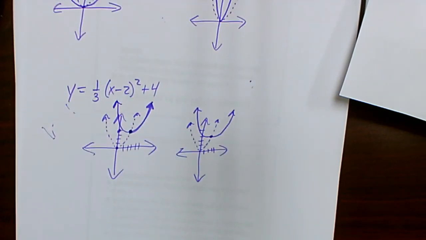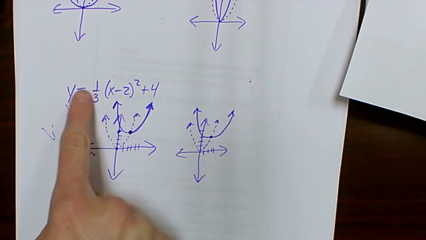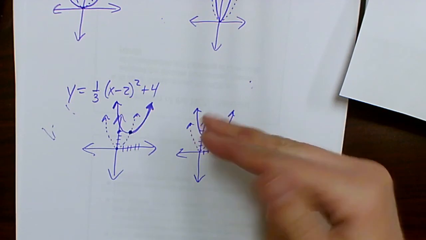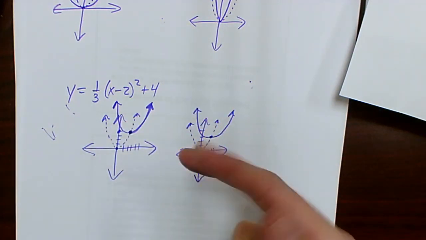But anyway, hopefully this video will help you understand vertical shifts, horizontal shifts, reflections, and stretching and shrinking. And this was a little bit of everything besides the reflection. So if this had a negative out in front, we would just take this and flip it completely around this point. We'd flip it down.